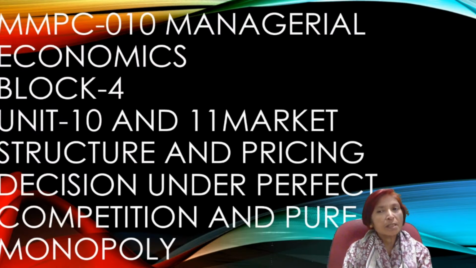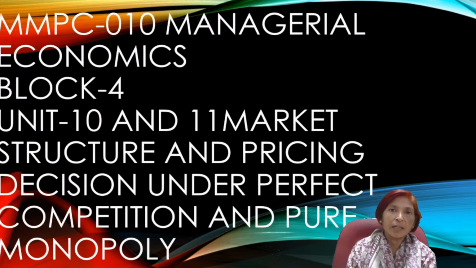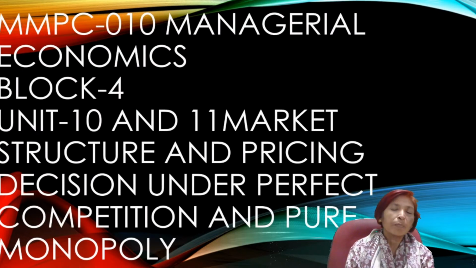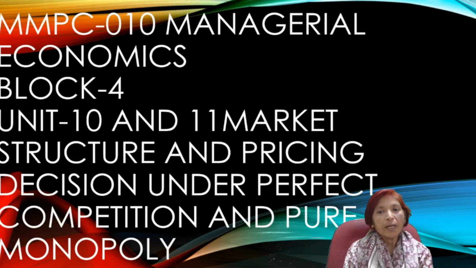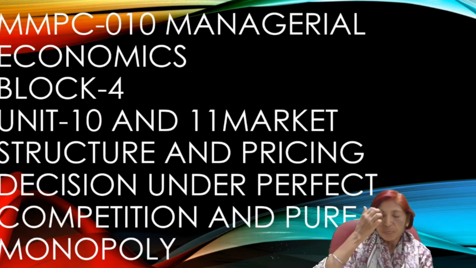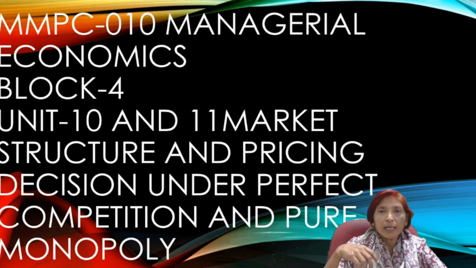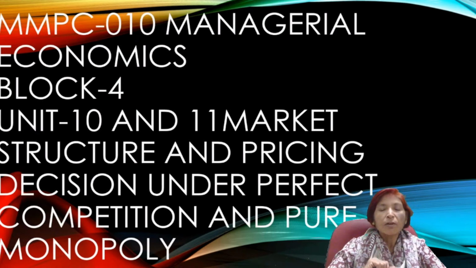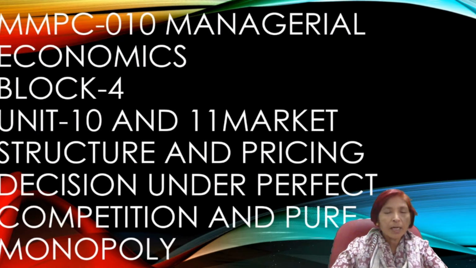In today's session, we will discuss Block 4, Units 10 and 11, that is market structure and pricing decisions under perfect competition and pure monopoly. You know that there are different forms of market in an economy. One is perfect competition, second is monopoly market, third is monopolistic competition market, fourth is oligopoly market, fifth is duopoly market, sixth is monopsony market, and seventh is bilateral monopoly market.